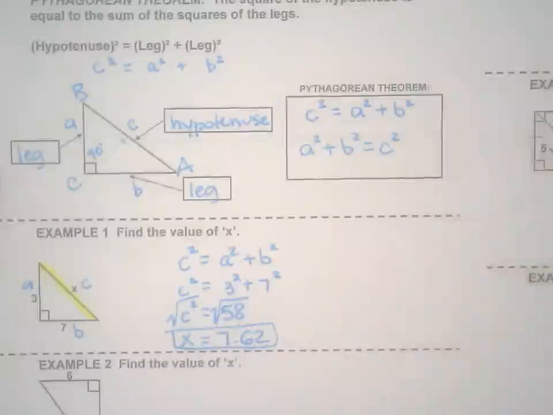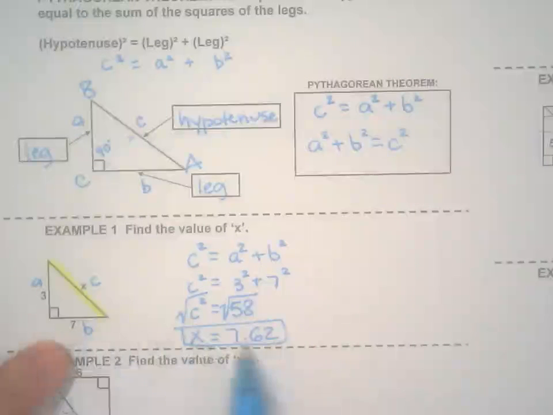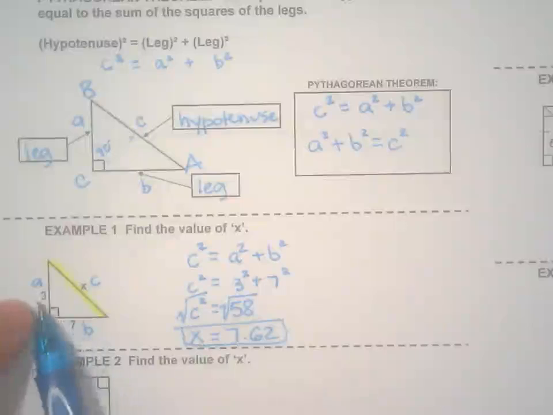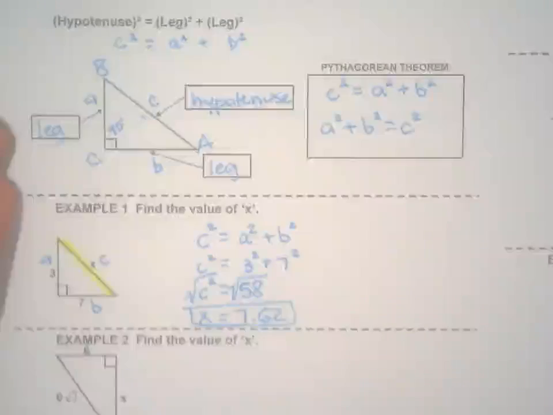A little quick check. As soon as you find the hypotenuse, you check: is this the longest side? Yes, 7.62 is bigger than 7. It's definitely bigger than 3. So that's your hypotenuse, and we did it correctly.